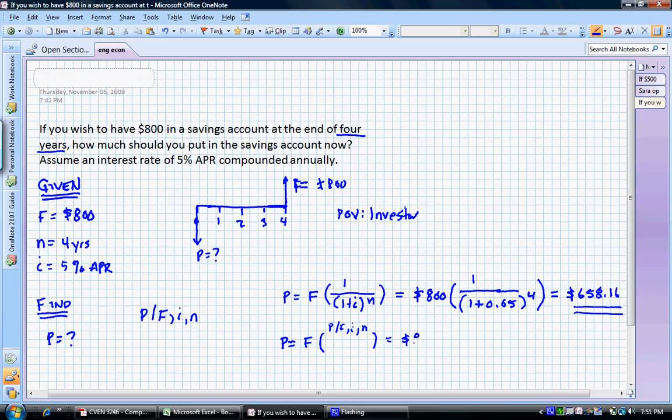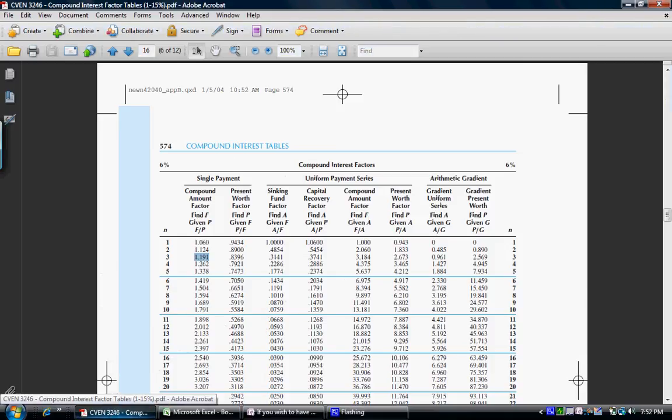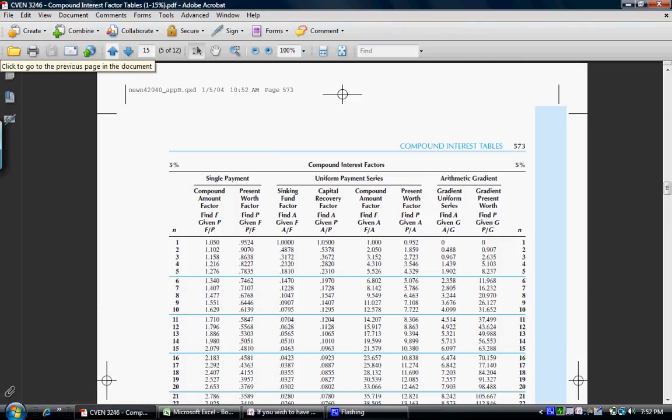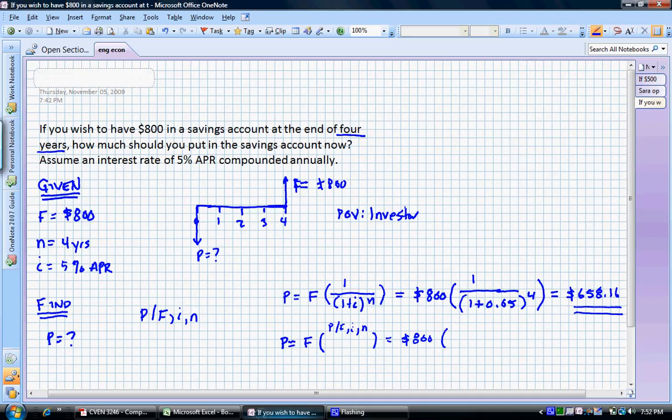And what we're going to do is take our $800. We are going to go to our factor table, where you're going to find the 5% table, because that's what we're concerned with. And we're going to be investing for a period of 4 years. Okay, so we've got our 5%. We've got our line 4. We need to find the right factor. Since we're concerned with P/F, we're going to go down here. We're going to use 0.8227. Okay, 4 years at a 5% interest rate, 0.8227.